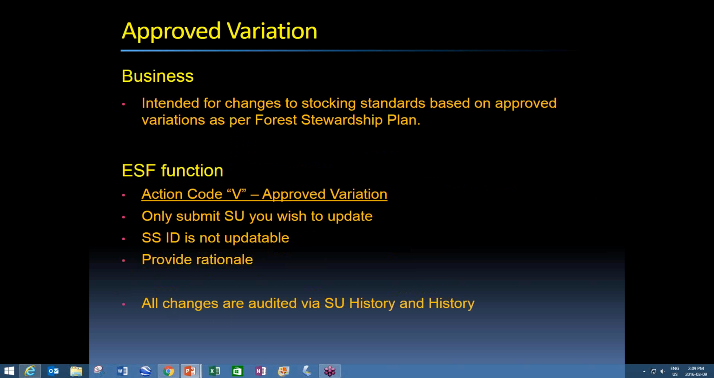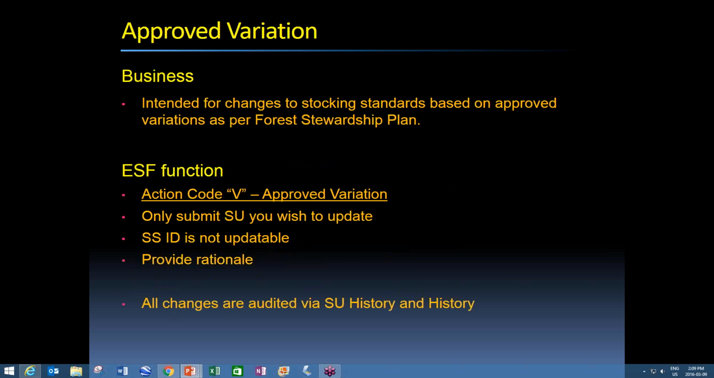So now getting into the Silviculture Prescription requiring approval, that one has different sets of processing, so I leave that to the very end. So now I've moved into site plans and approved variation. The purpose of approved variation is to allow for changes to the stocking standards based on the approved variation that's been pre-identified in the FSP.